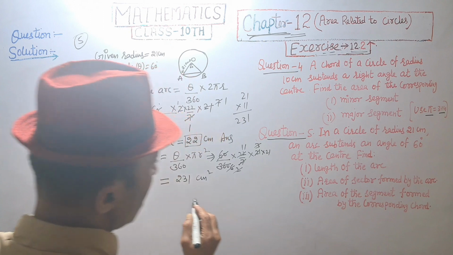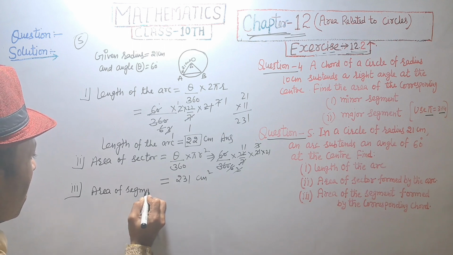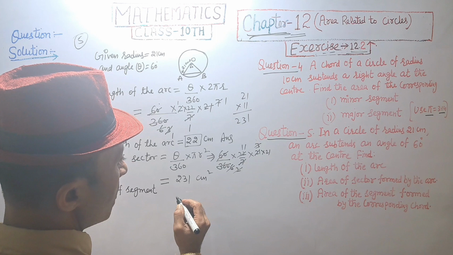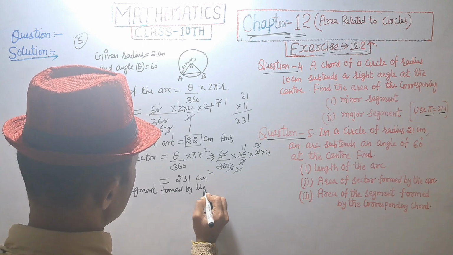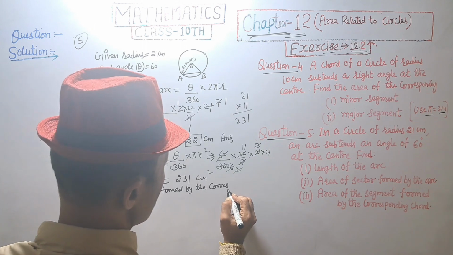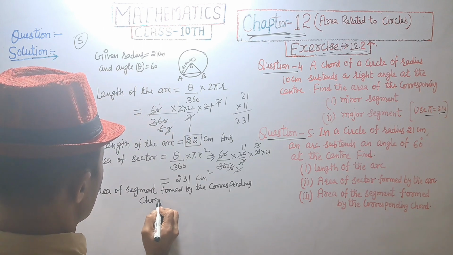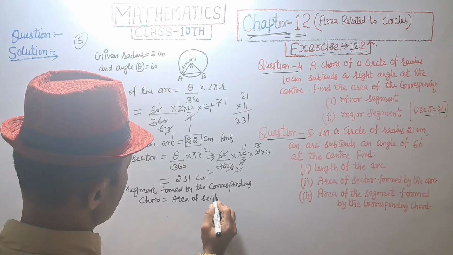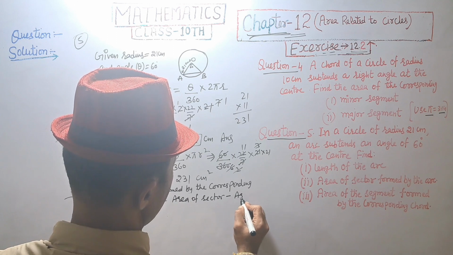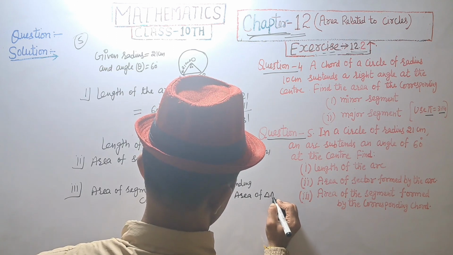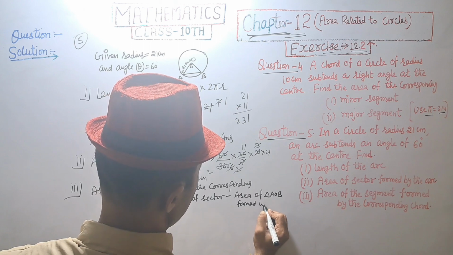Third part, area of segment. Area of segment formed by the corresponding chord is equal to area of sector minus area of triangle AOB formed with radius and chord.